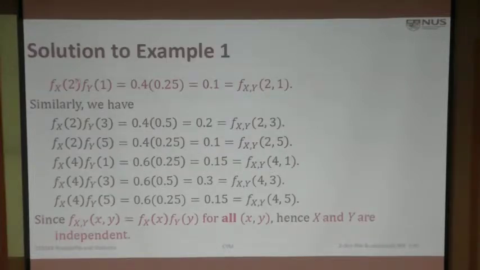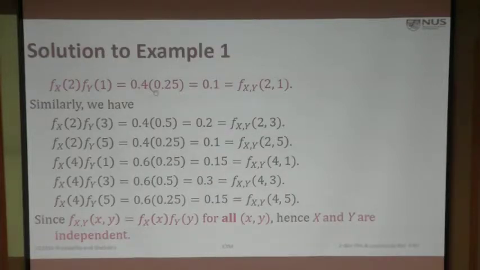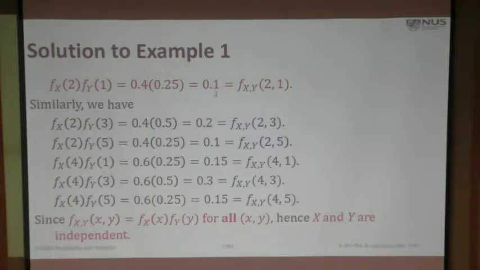So we start first of all with x is 2 and y is 1. What that means is f of x is 2 is 0.4, f of y is 1 is 0.25. Now we multiply those two numbers together, that's 0.1. Now let's look at the corresponding entry of the joint probability mass function of x and y. The probability x is 2 and y is 1 is 0.1. So in this case I get 0.1. So the product of the marginals, probability x is 2 times probability y is 1, is equal to the joint probability.